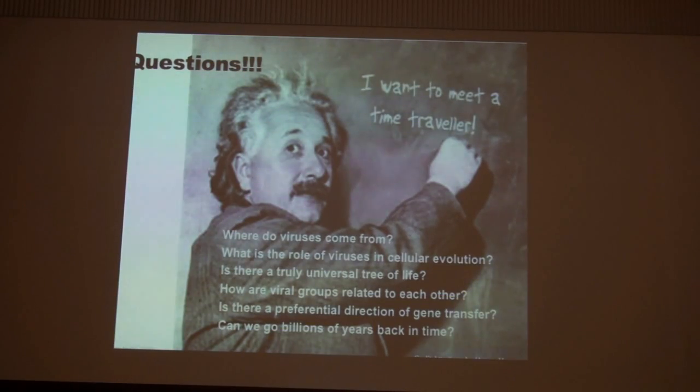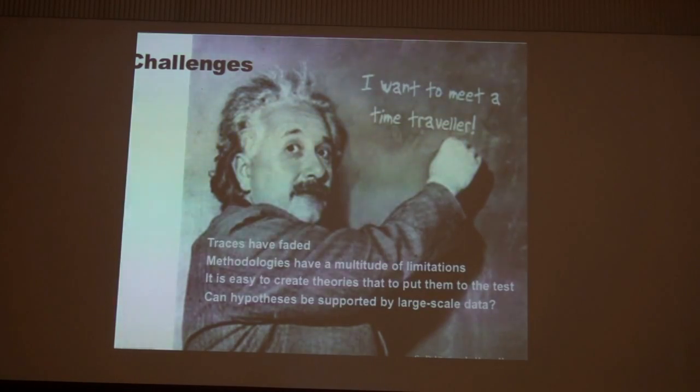So these are important questions, especially because there are big challenges. First of all, traces have faded. Methodologies have a multitude of limitations, and we're still struggling to solve some of them, and I'll show you some in a minute. It is easier to create theories than to put them to the test. So there are many papers that put forth hypotheses about viral origins, but is there a way that we can garner data and use it to put them to the test? And ultimately, can these hypotheses be supported by large-scale data? Because the more data we have, in a time of data wealth as we are today, the better we can do.